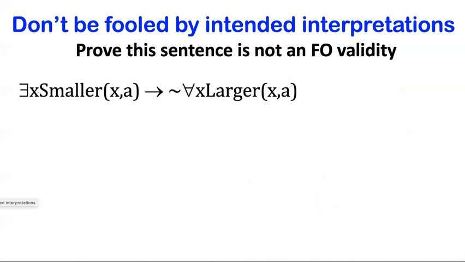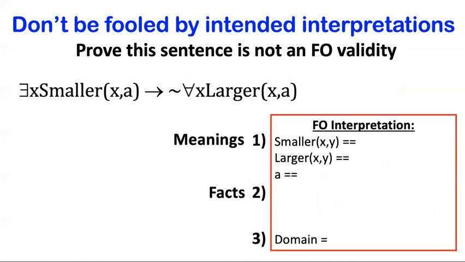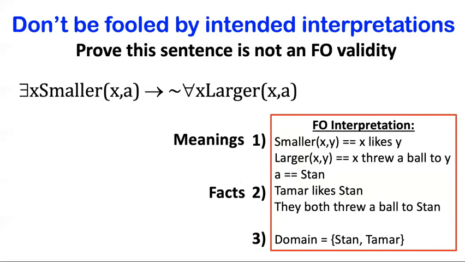Your interpretation, structurally speaking, needs to look something like this. I need to assign meaning to the smaller predicate, the smaller than relation. I need to assign a meaning to the larger XY relation. I need to assign an object to A in a domain and some facts, etc. So how did you fill in this table? Well, here's the answer I went for. I used the same interpretation as with the previous argument, because structurally this is identical to the throwing the ball sentence. So your interpretation before would work perfectly.